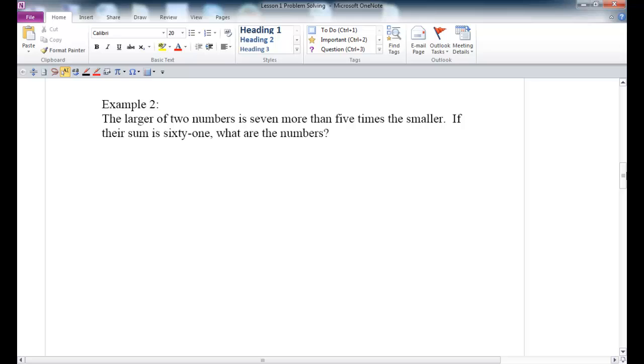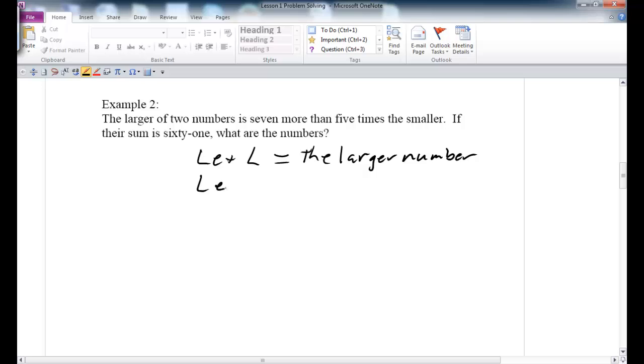We've got two numbers here. So I would write down let L equal the larger number. And then we could say something like let S equal the smaller number, but my S's look a lot like 5s and it's confusing. So I think I'll just put N again. So let N equal the smaller number.